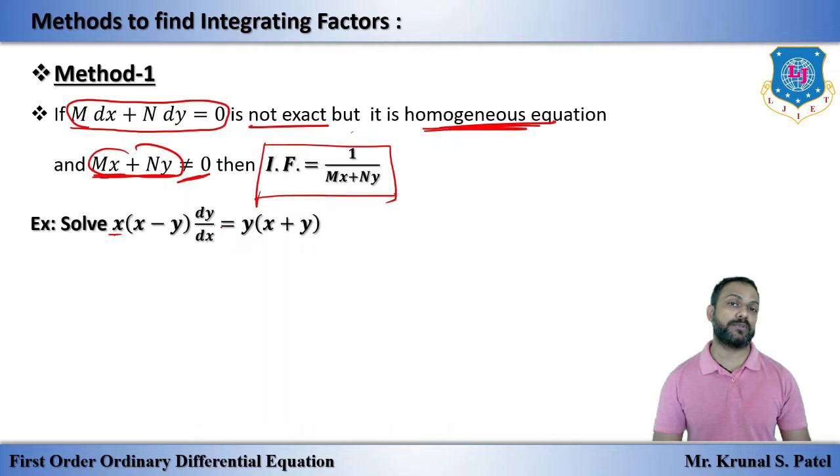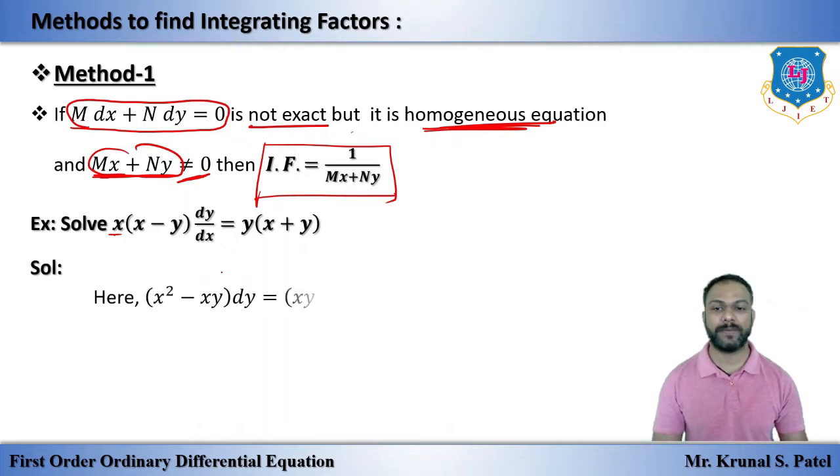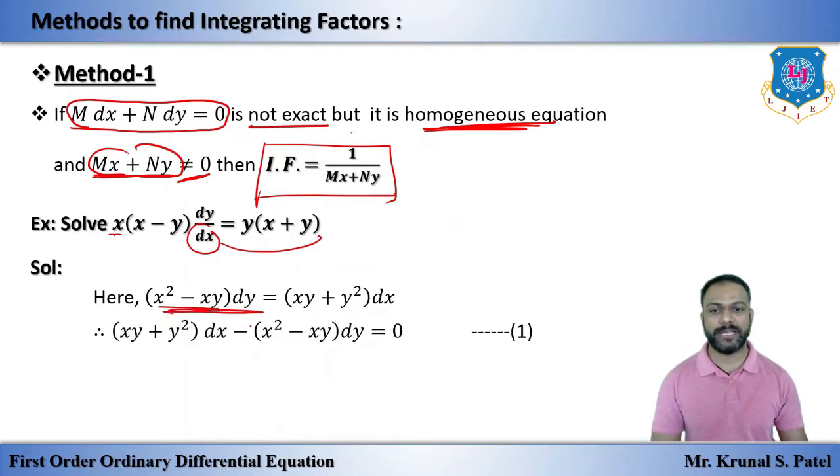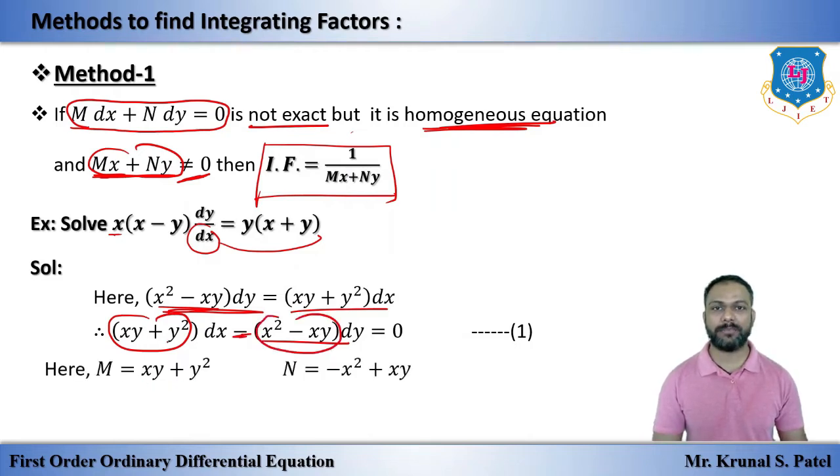But if I want to solve this by integrating factor, then we first have to simplify this question. So we'll multiply in the bracket and take dx on the right hand side. Now we'll take this entire term on the right hand side, so we have this minus this is equal to 0, equation number 1. Now this becomes our M and this is our N with this minus sign. So M is equal to xy plus y square, N is equal to minus x square plus xy.